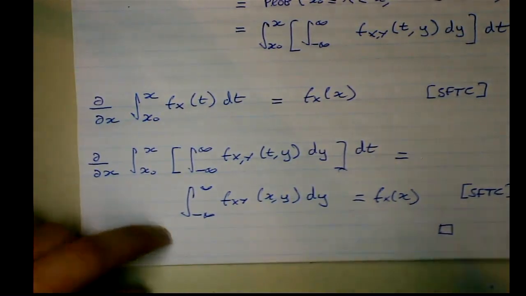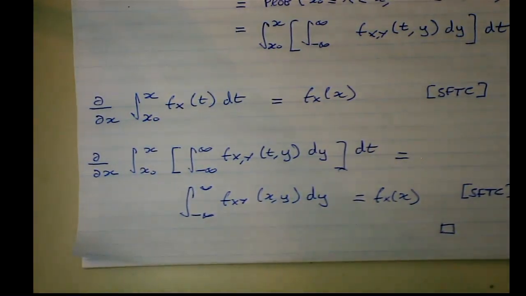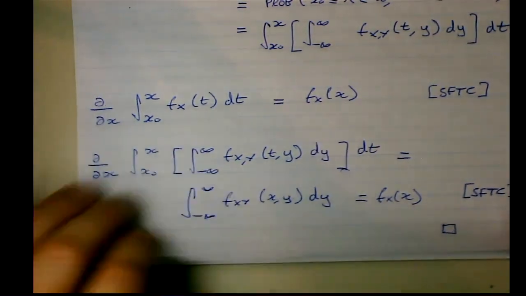And that's equal to f_X(x). Okay? So we just applied the second fundamental theorem of calculus twice. All right. Good. How are we doing for time? 15. Any questions? Everyone happy?